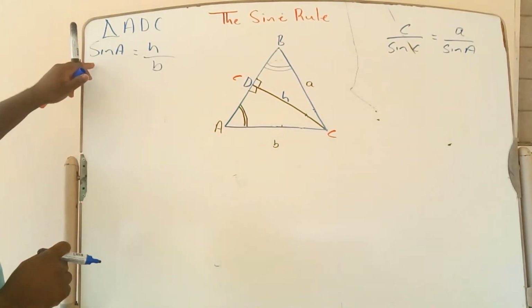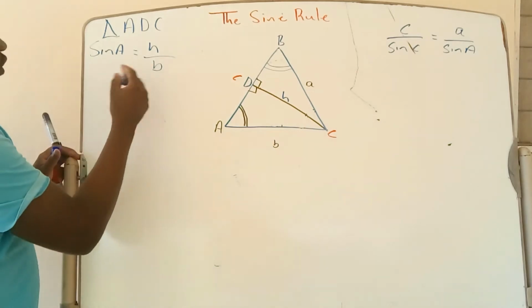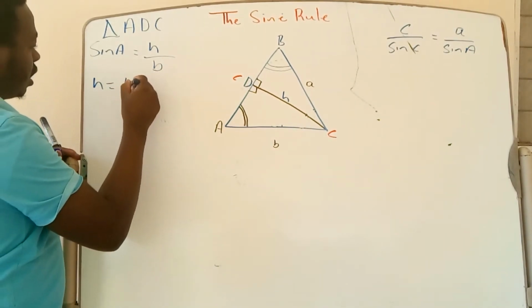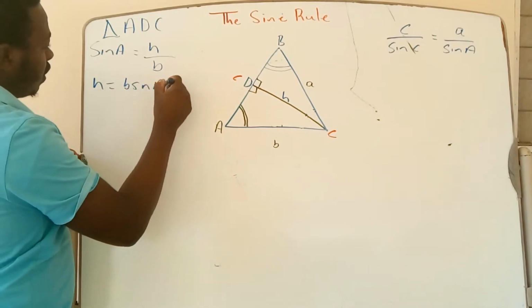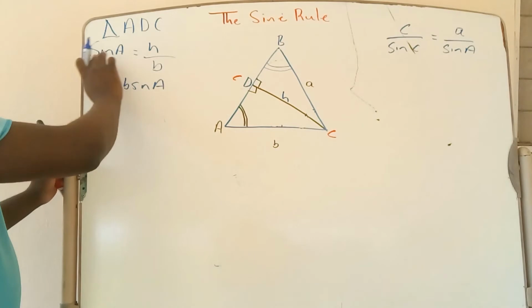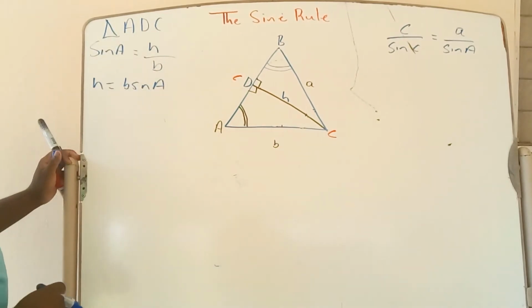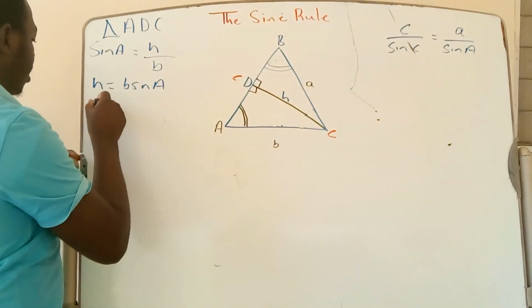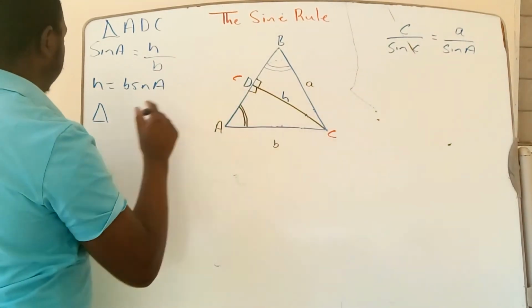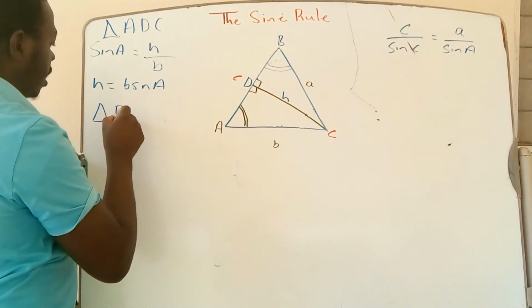So that's what sine A is equal to. But I can write this equation in terms of h. So what does h equal? h is therefore equal to b sine of A, right? Because you multiply both sides by b and you get what h equals. Now I'm going to consider triangle BDC.